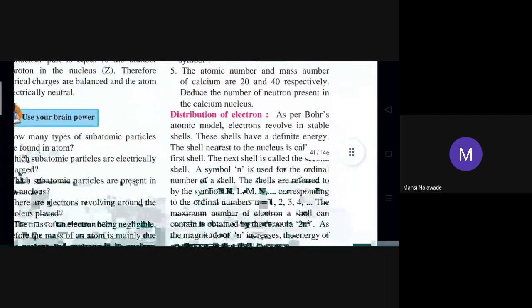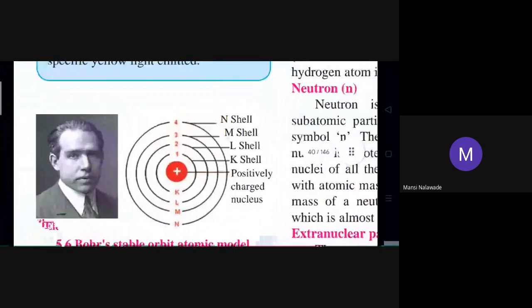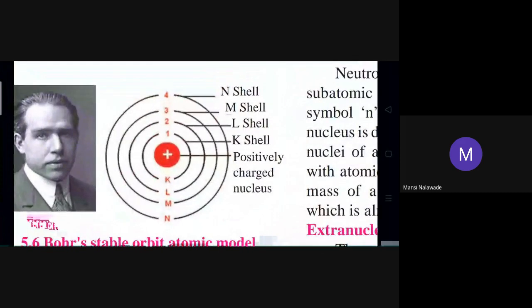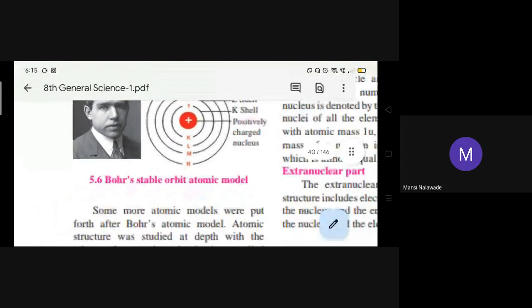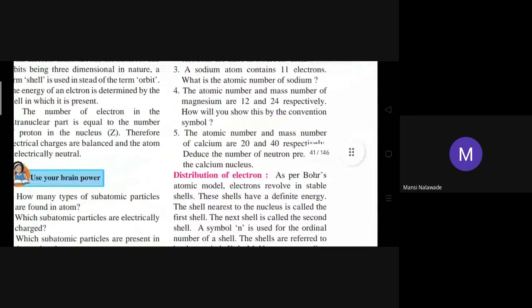Now distribution of electrons, as we have learned about the shells. Yes, these shells K, L, M and N. K shell, L shell, M shell and N shell. The electrons of an element are distributed in these shells. Okay.